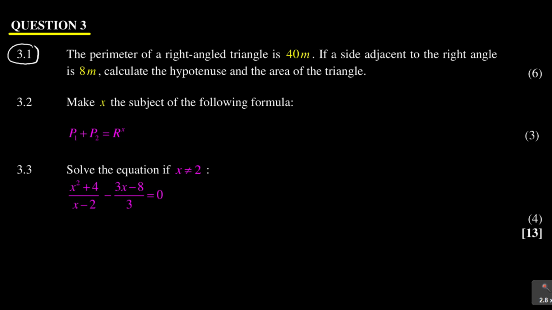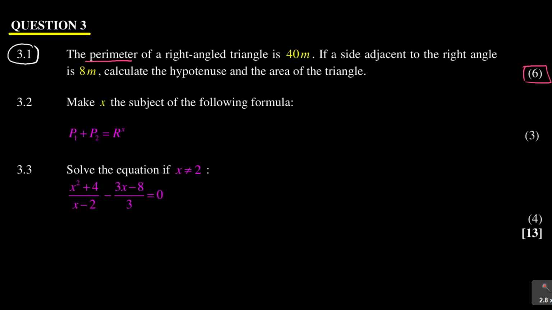It's kind of a word problem that they're giving us here. They're saying the perimeter of a right angle triangle is 40 meters. If a side adjacent to the right angle is 8 meters, calculate the hypotenuse and the area of the triangle. Mark allocation, 6 marks.